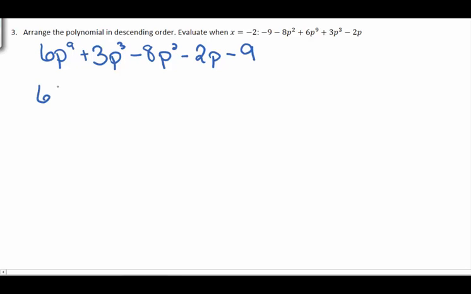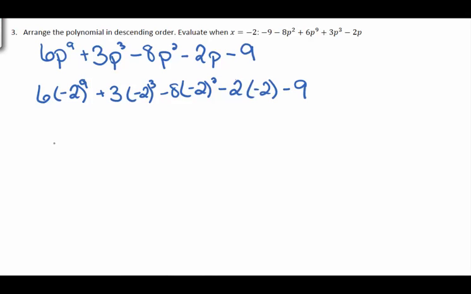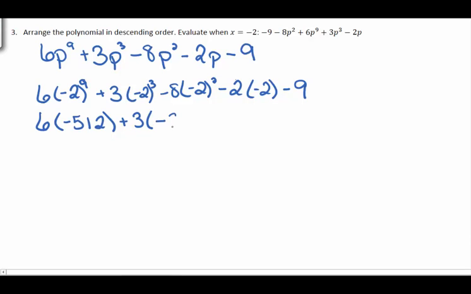So now we'll evaluate when x is -2. So we're just going to change all the variables to -2. And then we'll work it out. Order of operations tells us that we should do exponents first. 2, -2 to the 9th is -512, plus 3 times -2 cubed is -8, minus 8 times -2 squared is 4, minus 2 times -2, minus 9.